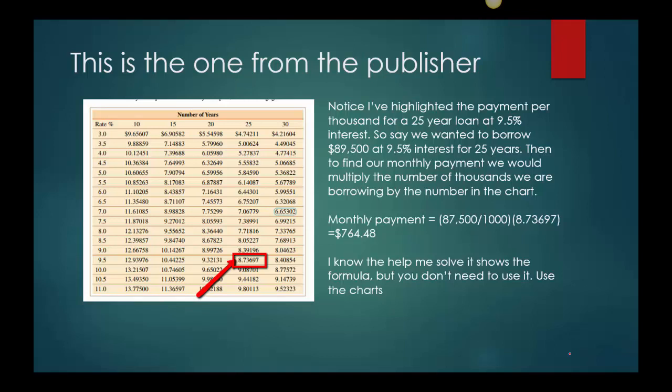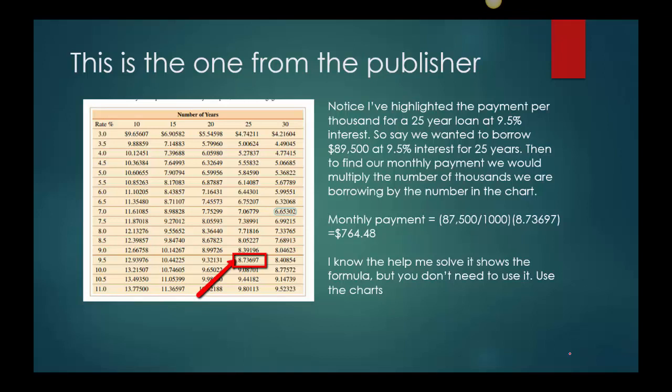But I want you to notice I have highlighted, this should be the one that comes up in one of your homework, the payment per thousand for a 25-year loan at 9.5% interest. So you're just lining up the two things, the years that it gives you and the percent that it gives you. So let's do an example. Say we wanted to borrow $89,500 at 9.5% interest for 25 years. Then to find our monthly payment, we would multiply the number of thousands we are borrowing by the number in the chart. So the monthly payment would be $87,500 over 1,000.